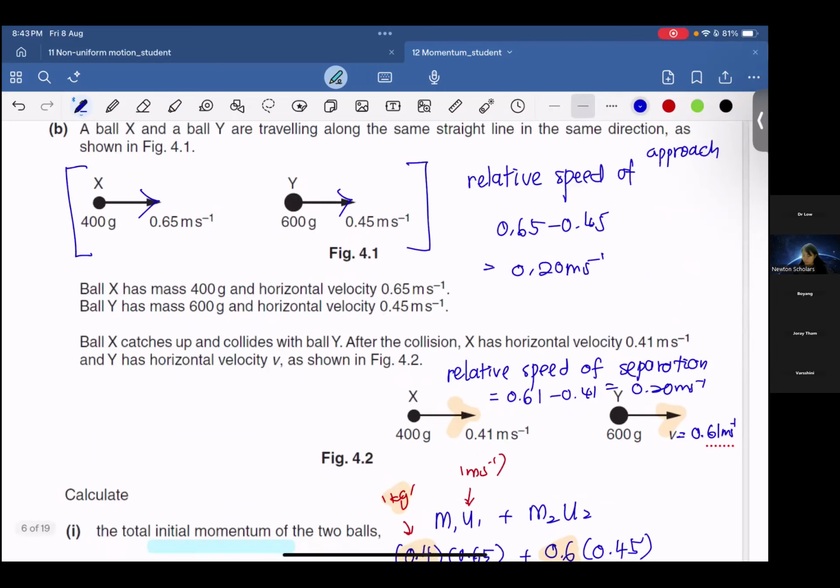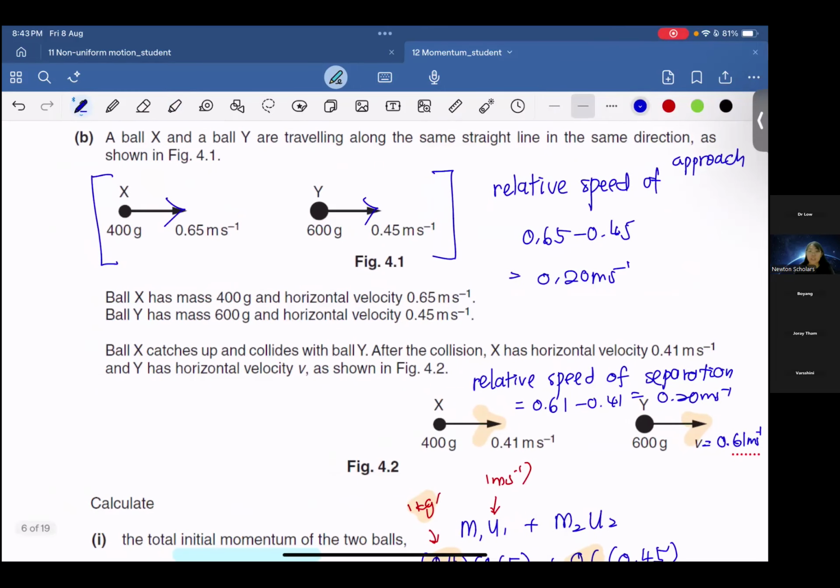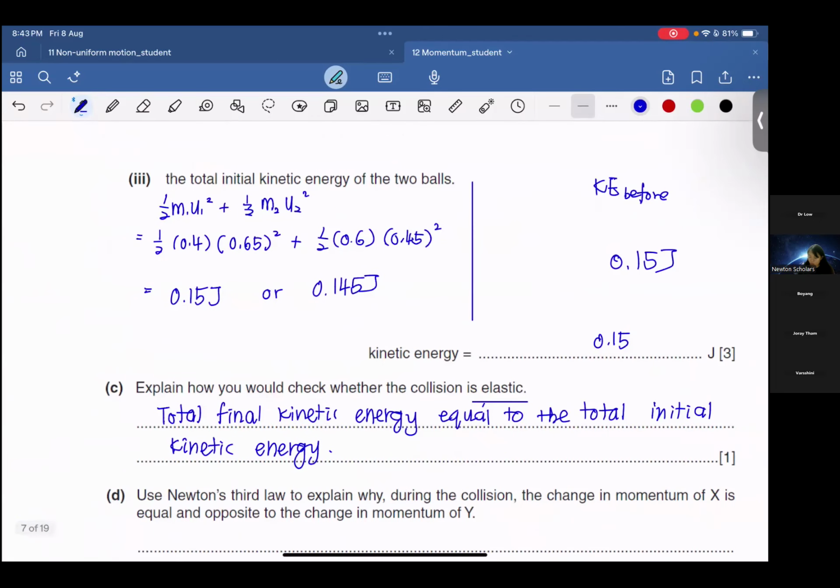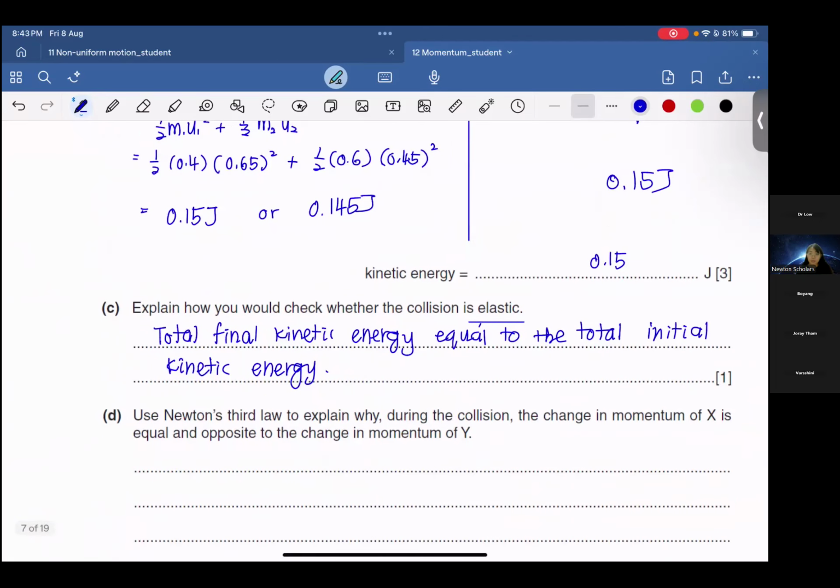So boys and girls, can you see that? If I use this method to check whether they are perfectly elastic or not, it also works, because their relative speed of approach equals the relative speed of separation. So I can confirm it is an elastic collision. Okay? So now there are two answers. Either one will be correct. So I just write one answer.